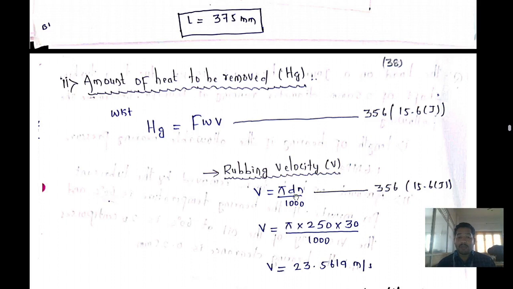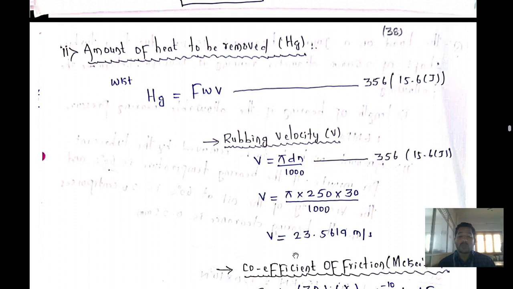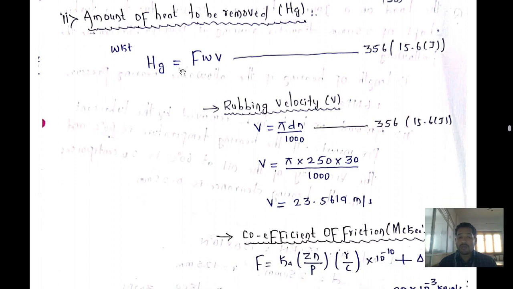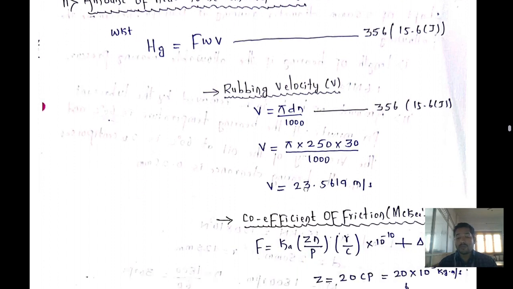Pi as it is, diameter is 250, and n is 30, divided by 1000. If you divide the whole value, you will get the linear or rubbing velocity between the journal and the bearing. The velocity we got here is 23.5619 meter per second. After finding the rubbing velocity, we want to find the coefficient of friction by Mackey's equation.